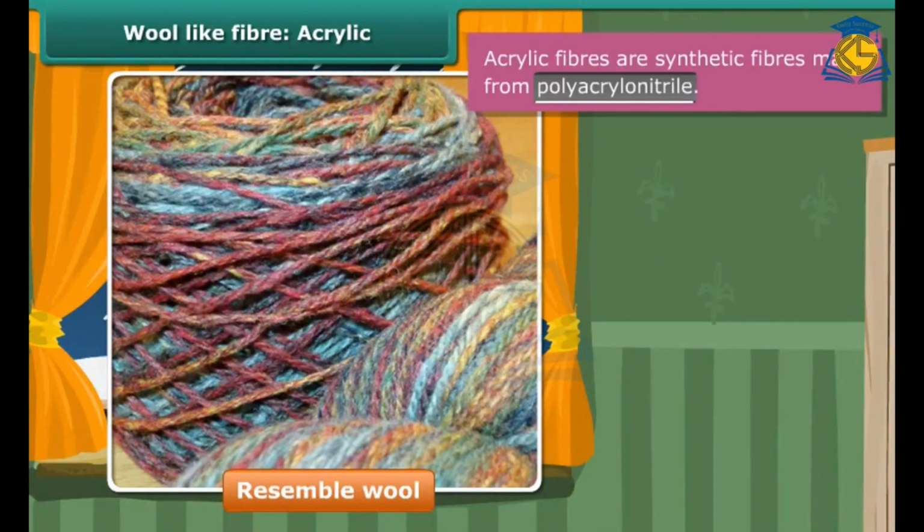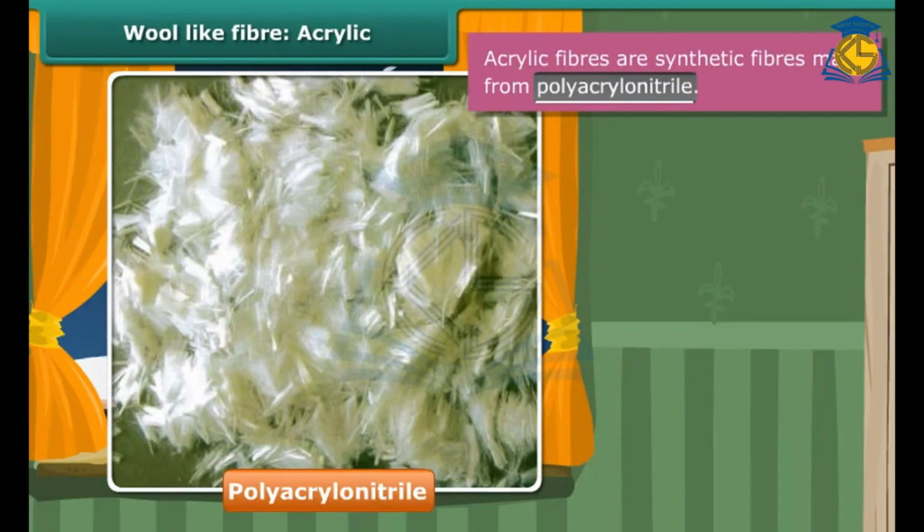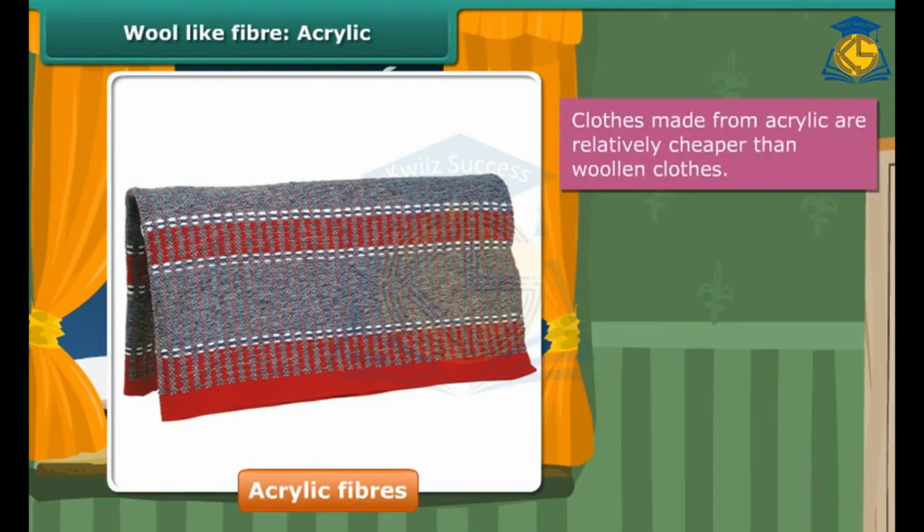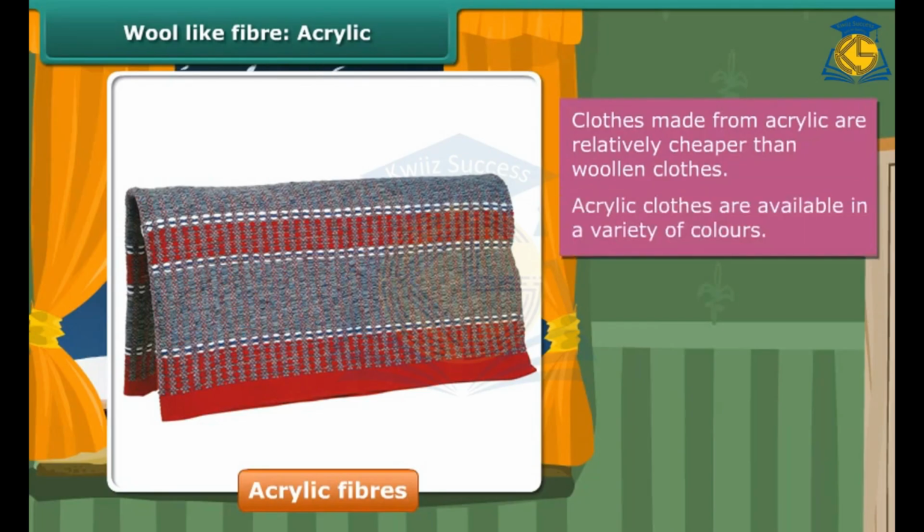These are synthetic fibers made from polyacrylonitrile. Acrylic is lightweight, soft and warm with a wool-like feel. Can you think of any advantage of acrylic fiber over wool? The wool obtained from natural resources is quite expensive, whereas clothes made from acrylic are relatively cheaper. Besides this, they are available in a variety of colors. The disadvantages are that the acrylic tends to fuzz easily and that it does not insulate the wearer as well as wool or cashmere.